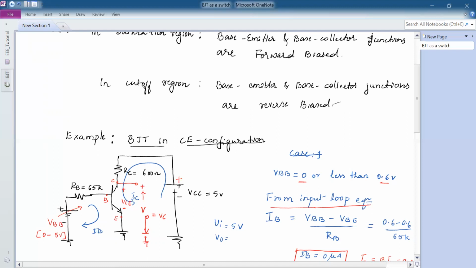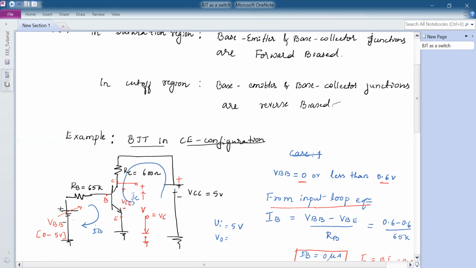Let us first consider case 1, where the input VBB given to the base of the transistor is 0 or less than 0.6. We all know that for the base-emitter diode part of a transistor to work, the base-emitter junction voltage has to be 0.7 or more. But the supplied input voltage is now less than 0.7. Since the supplied VBB input voltage is less than 0.7, there should not be any base current at the input side of the circuit.